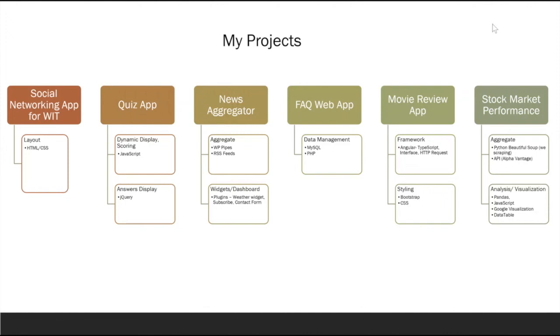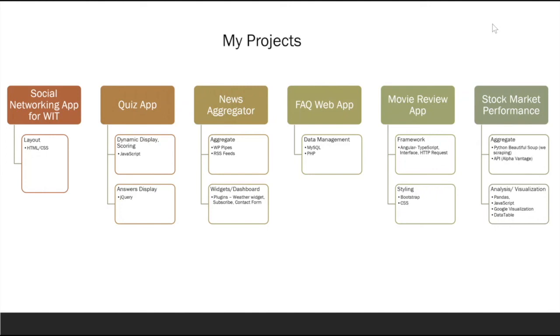My final project was a Python web scraping app, and I chose my domain to be the stock market. In order to aggregate the data, I used two methods. I used Python Beautiful Soup to scrape the data, and I also used an API called AlphaVantage to get the historical data. For the analysis part, I used Pandas data frames, JavaScript, Google visualizations, and data table.